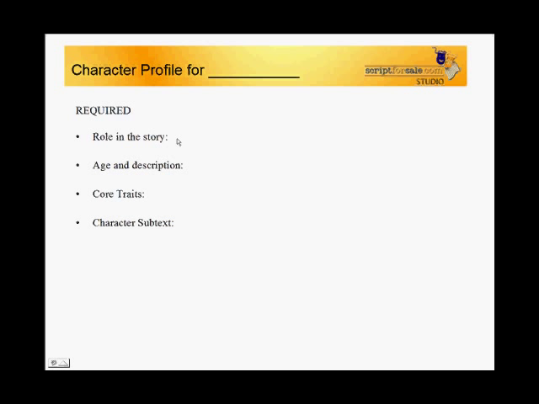Then an age and a description, so you at least have an idea of what this person looks like and who they are. Then the core traits. In the second set of videos, I'm going to go through and demonstrate every one of these with a character. But on the core traits, you want to get to who that character is. What are the 3 or 4 things that show up no matter where that character is?